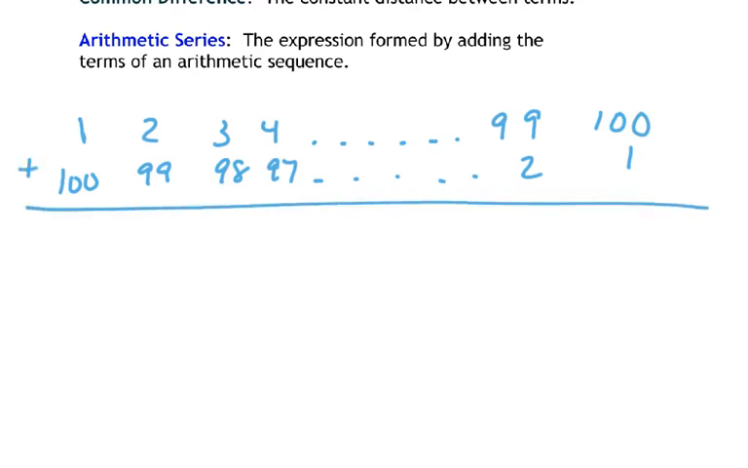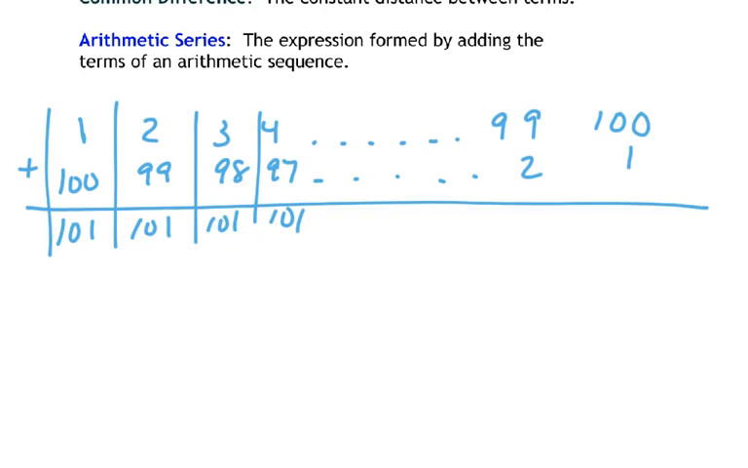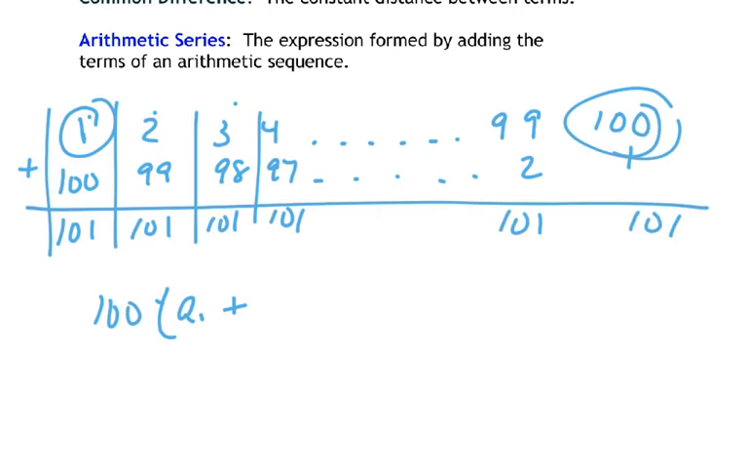and added vertically, every single one of the sums is 101. So basically, you would have 1, 2, 3, 4, all the way up to 100 times the same number, 101, which was the first term in the sequence plus the last term in the sequence.